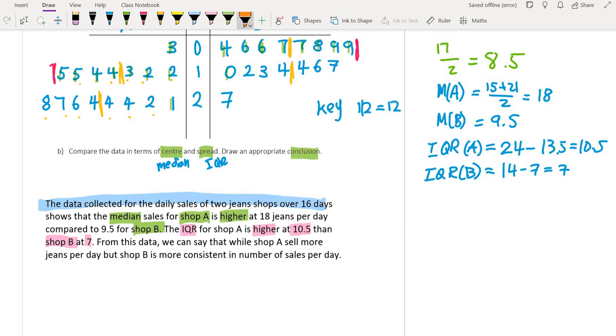So you just need to describe what the median being higher means and what IQR being higher means. So we can say that shop A sells more jeans per day, so that comes from median sales being higher. But having the higher IQR means that they have more spread out daily sales. So some days they sell less, some days they sell a lot more. So you can say even though shop B sells less overall, they are more consistent. Their IQR is lower.